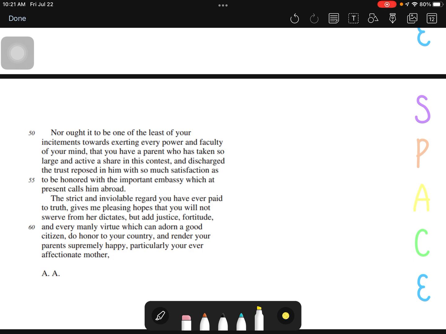Nor ought it to be one of the least of your incitements towards exerting every power and faculty of your mind that you have a parent who has taken so large and active a share in this contest, and discharged the trust reposed to him with so much satisfaction as to be honored with this important embassy, which at present calls him abroad.